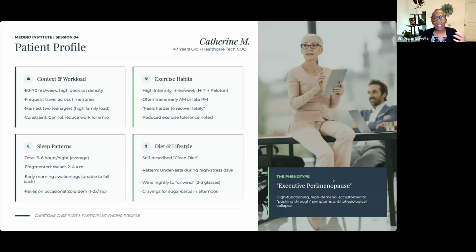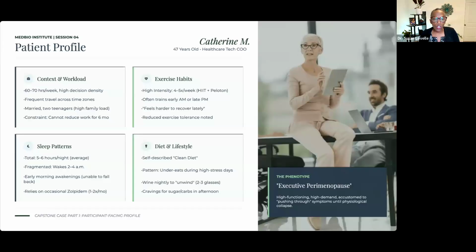Her habits: back in the day, she went and bought a Peloton during the pandemic, right? Like many of us did, and loved it, and still does. And so she gets on there at least a few times a week. Very often she's going to do that in the morning, but if she can't, she still wants to get it in, and she'll do that in the evening before she's going to bed. She does feel, however, that it's getting harder for her to recover.